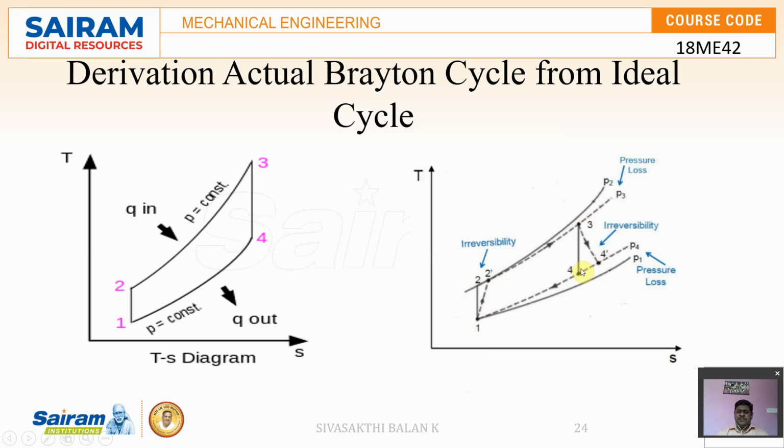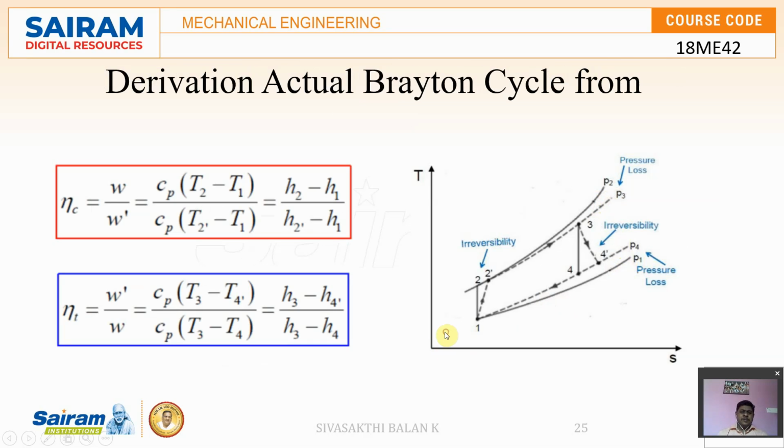And again, the same thing: instead of 3 to 4 it goes from 3 to 4 dash, a slight increase in the entropy. This increase in entropy is because of increased irreversibility. At the same time, heat addition and heat rejection do not take place at constant pressure. Pressure will not remain constant; there will be a small drop in the pressure. You can see the difference in the P2 P3 line as well as the P4 P1 line. This is the main difference.